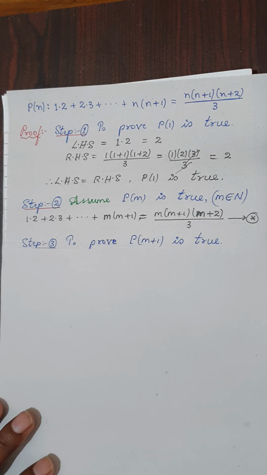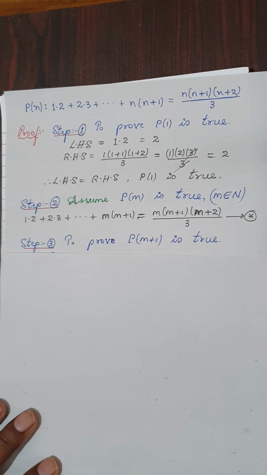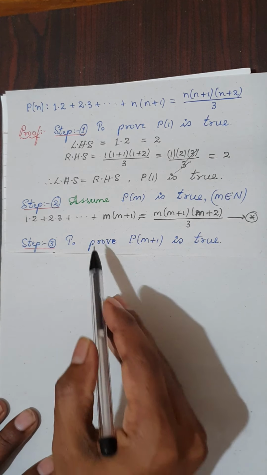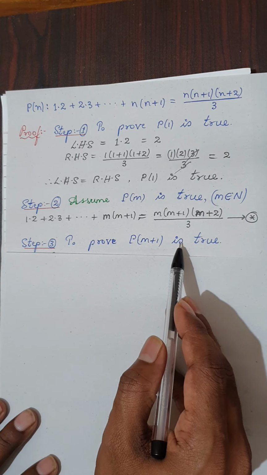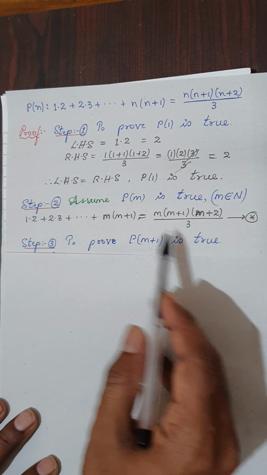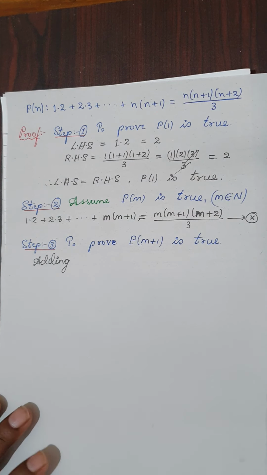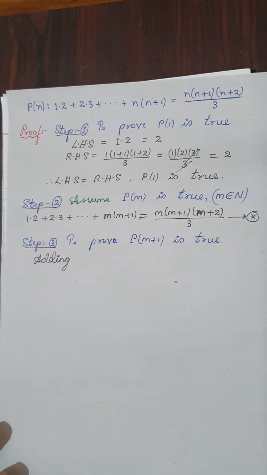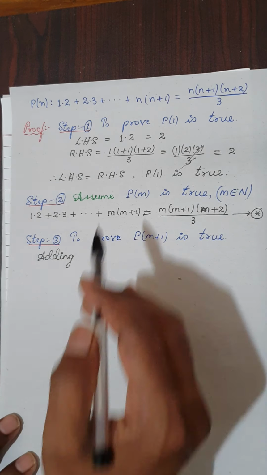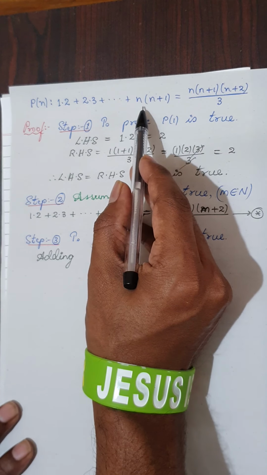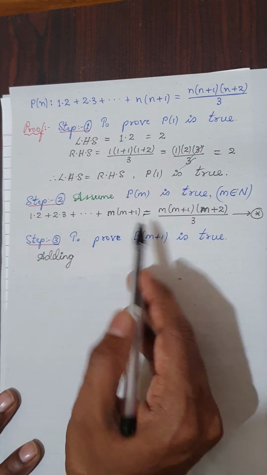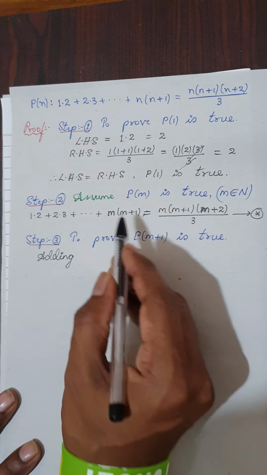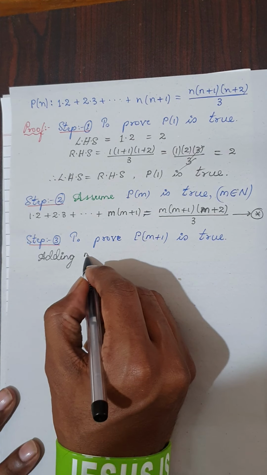Nothing much to do with step 2. Now the most important step, moving on to step 3. Step 3 will be to prove P of m plus 1 is true. Is it clear? Now what we are going to do here is add a term. What is the term you're going to add? Just look at the last term in the LHS. The last term is n into n plus 1, or here you can check m into m plus 1. So just replace m by m plus 1. That would be the term you will be adding.